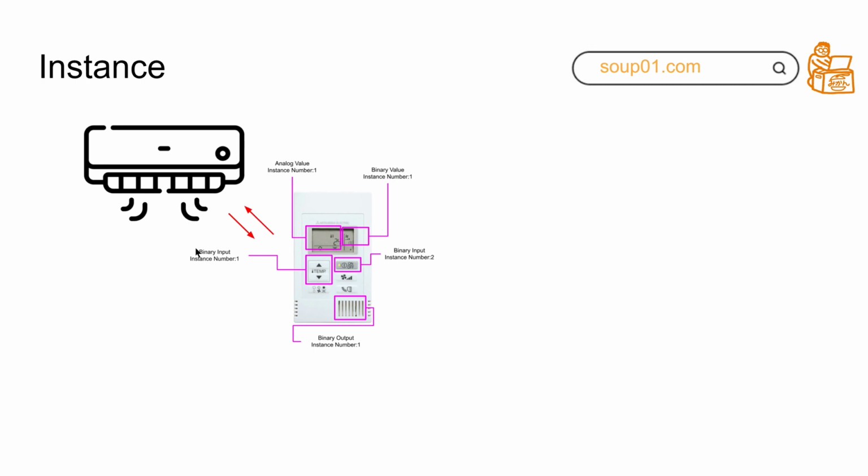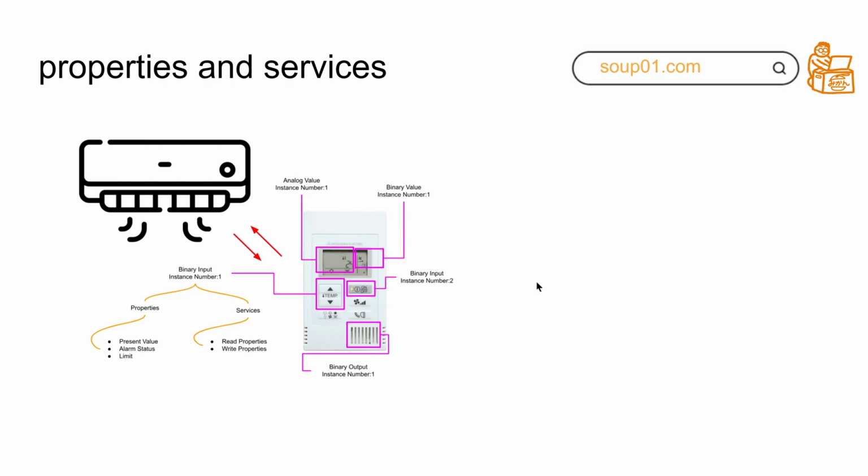Because of this instance number, they can confirm that there is no duplicate of the same object inside the system. For example, in here you have a temperature adjust button, and here a power on-off button. Both of these are binary input objects. How do you confirm that you can accept exactly this one but not that one? This is why the instance number is here.